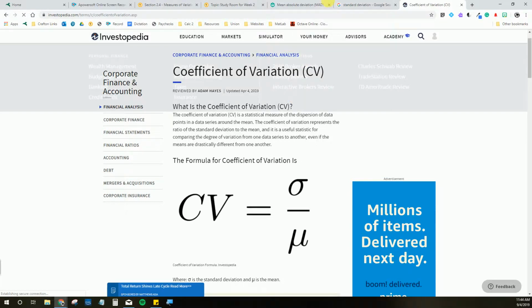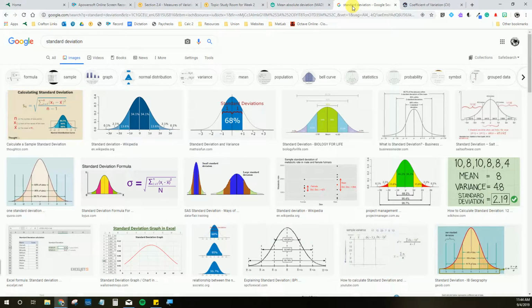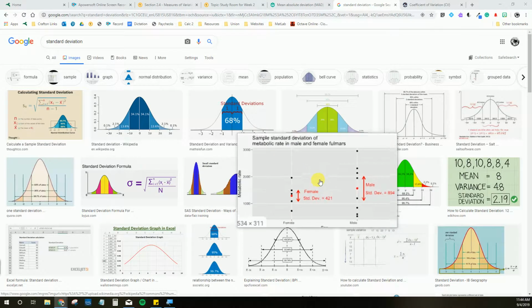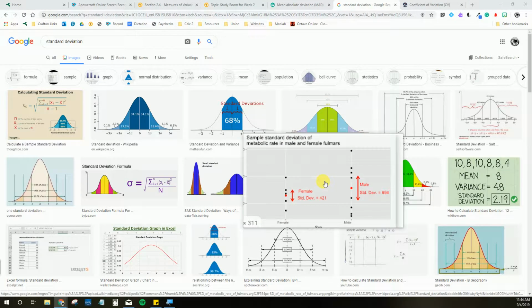So I'm going to start with the regular standard deviation, and I want to look at the equation for it and what exactly we're trying to do with it. I'm going to open my magnifier so we can see the pictures I'm looking at. This is just some data from a stats class. It looks like we're looking at the metabolic rate in male and female Fulmers. I don't even know what that is, but regardless, we're looking at metabolic rate in males and females.